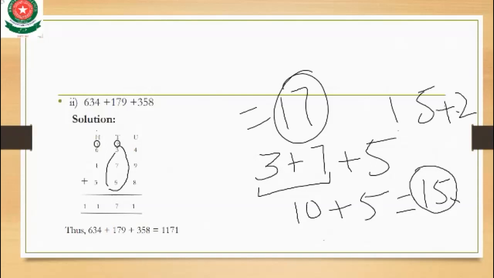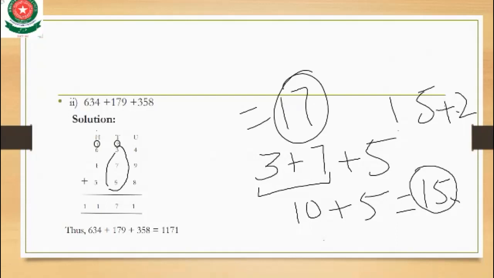How has 17 come? When you add 3 plus 7 plus 5, the answer is 15. But there is a carry. See this, there is a carry which is 2. So we add 2 in 15. 15 plus 2 is equal to 17.